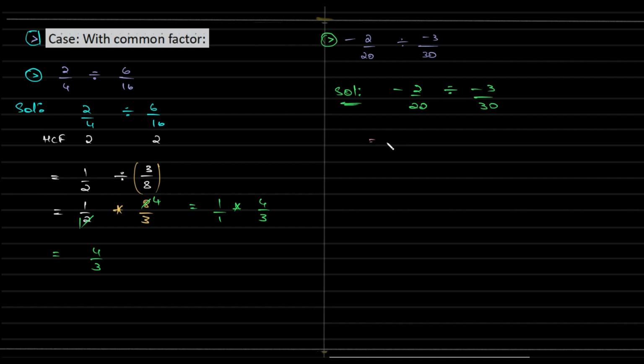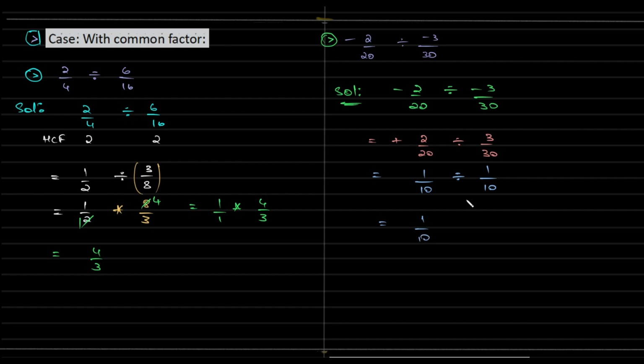Negative into negative is positive. So first is always the sign. Then post this is what? Well, check if we can further simplify this. Yes. Here the HCF is 2. So I'll divide both the numerator and denominator by 2. So 2 divided by 2 is 1. 20 divided by 2 is 10. Divided by, here the HCF is 3. So 3 divided by 3 is 1. 30 divided by 3 is 10.